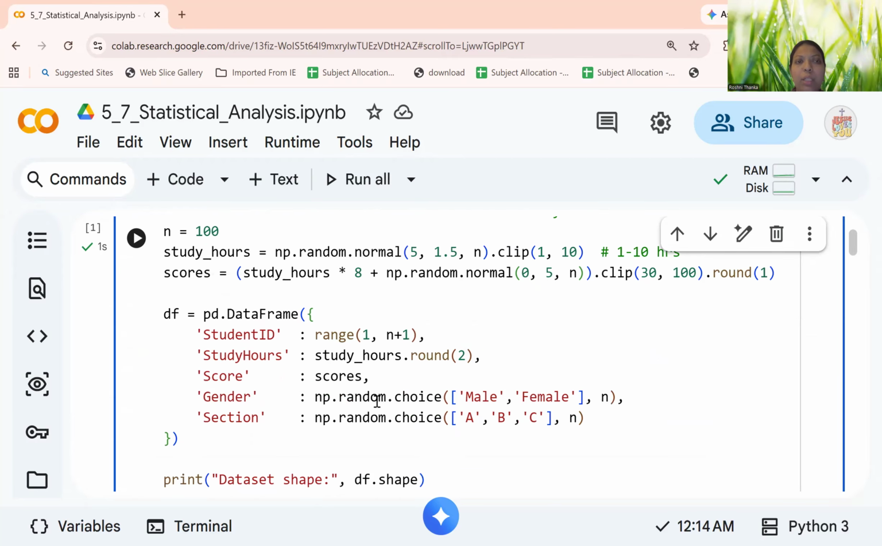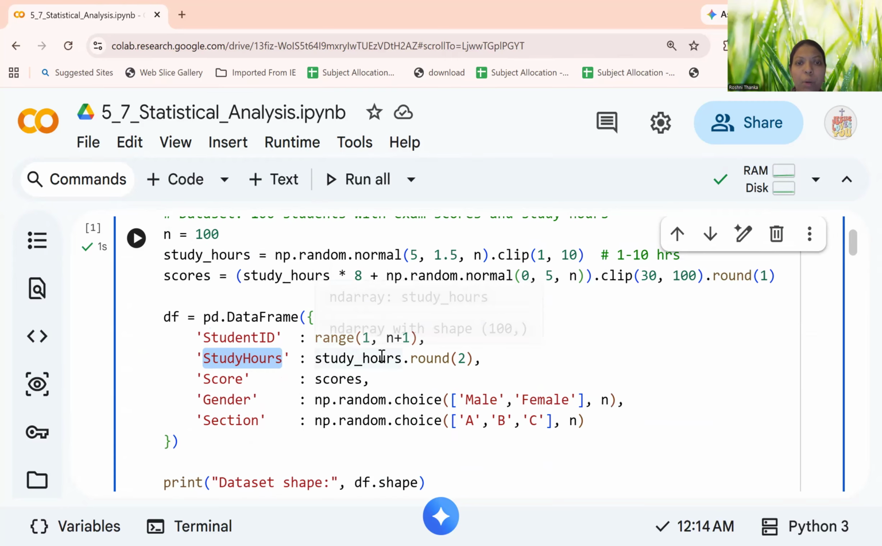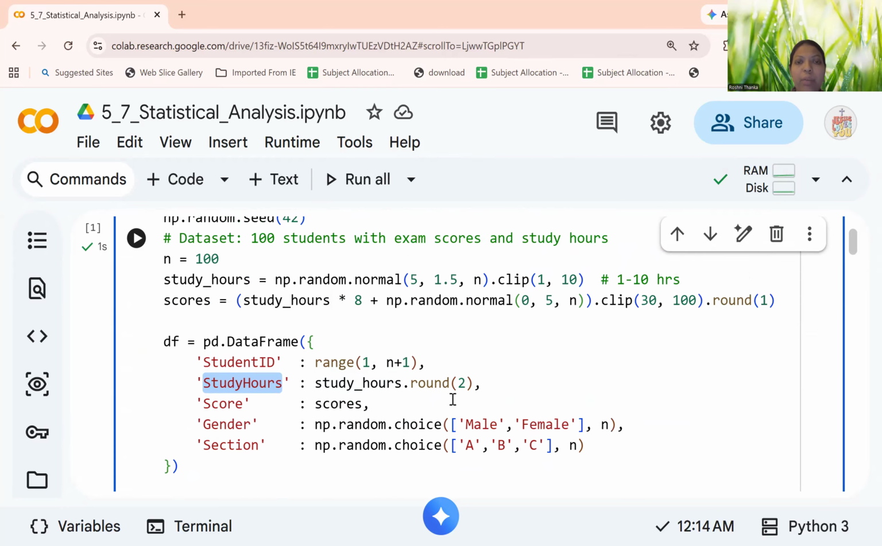So actually for this statistical analysis, I want a data frame. For that, I want the student ID, study hours, score, gender, and section. So what we are going to do is, instead of giving some values, we are going to generate them.